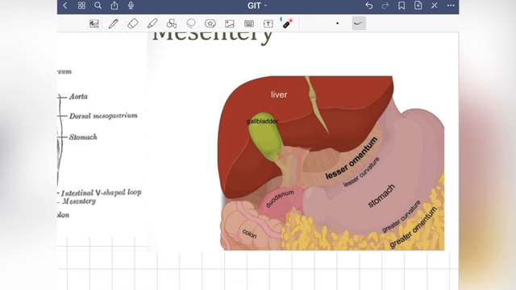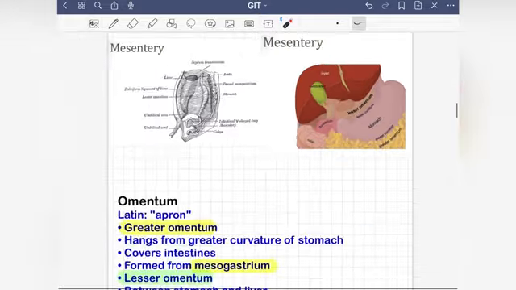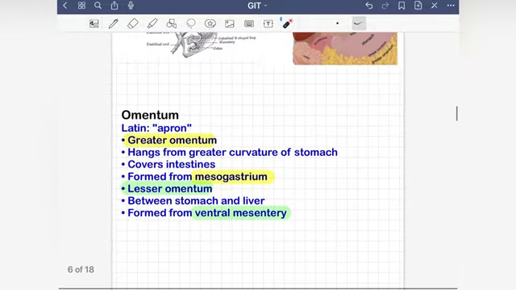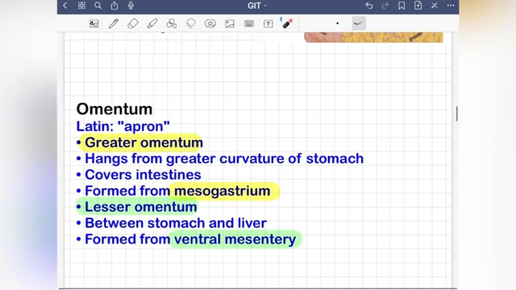stomach, and that is called the greater omentum. The word omentum is Latin for apron. The greater omentum hangs from the greater curvature of the stomach and covers the intestines. It is derived from mesogastrium and therefore from mesoderm tissue. There's also the lesser omentum, which we saw on the last slide, that is the connection between the stomach and liver, and as I said before, it's easy to remember that this structure is formed from ventral mesentery.